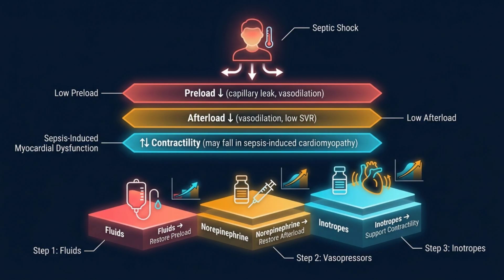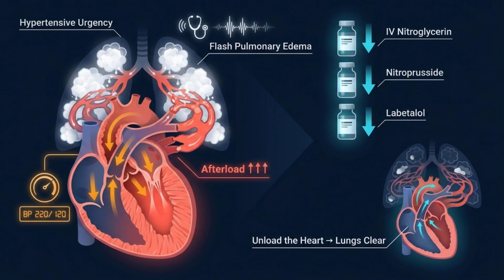If the heart itself is weakened by sepsis-induced myocardial dysfunction, step 3 may be inotropes to increase contractility. Hypertensive urgency works the opposite way. Sky-high afterload means the ventricle is struggling to eject. Stroke volume falls, pressure backs up into the pulmonary circulation, and the patient develops flash pulmonary edema. Afterload reduction, intravenous nitroglycerin, nitroprusside, or labetalol unloads the heart and the patient clears their lungs.